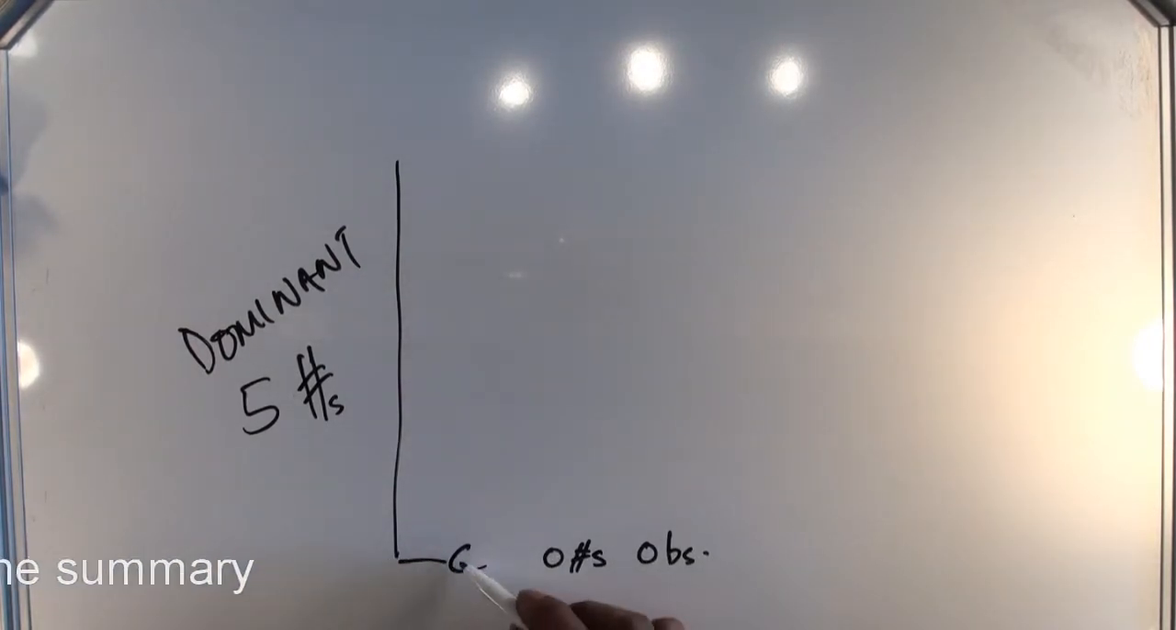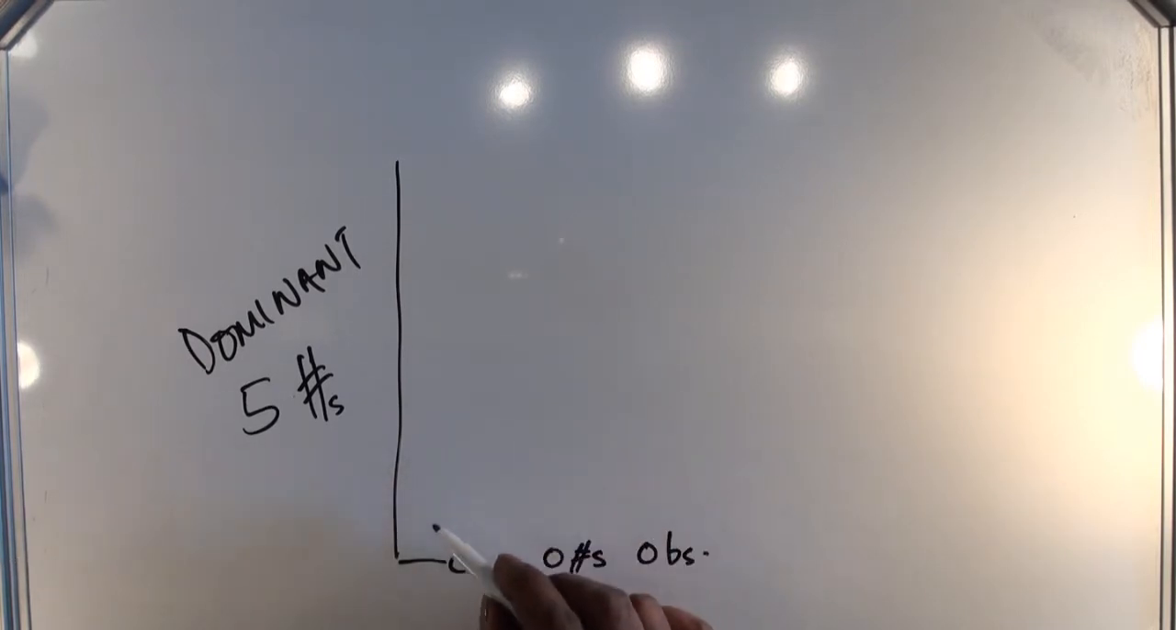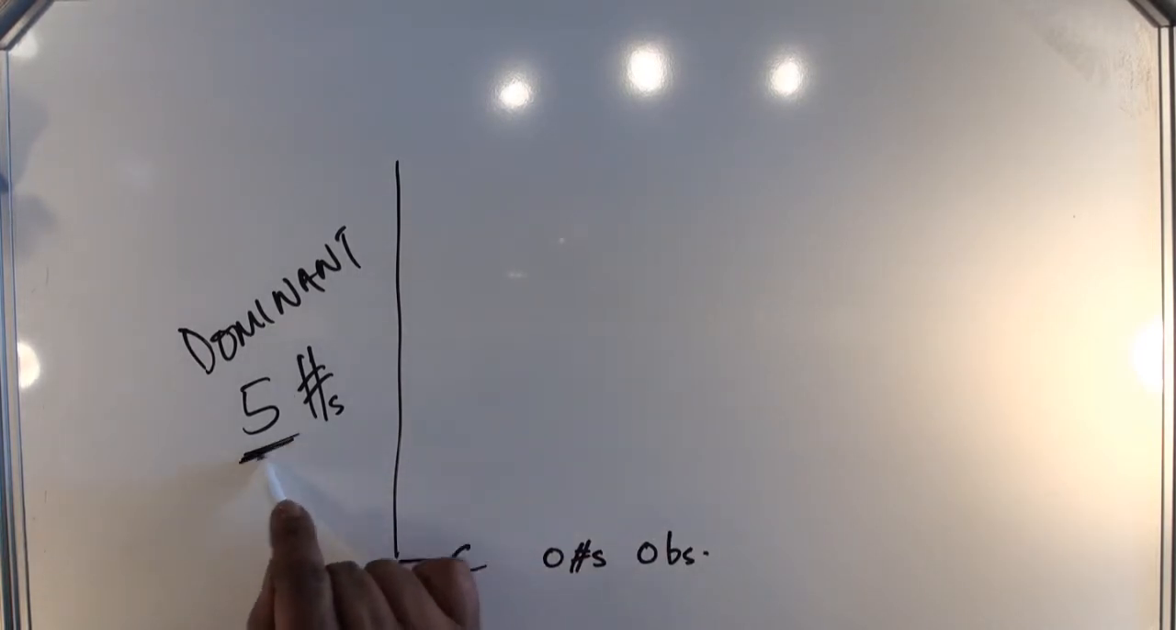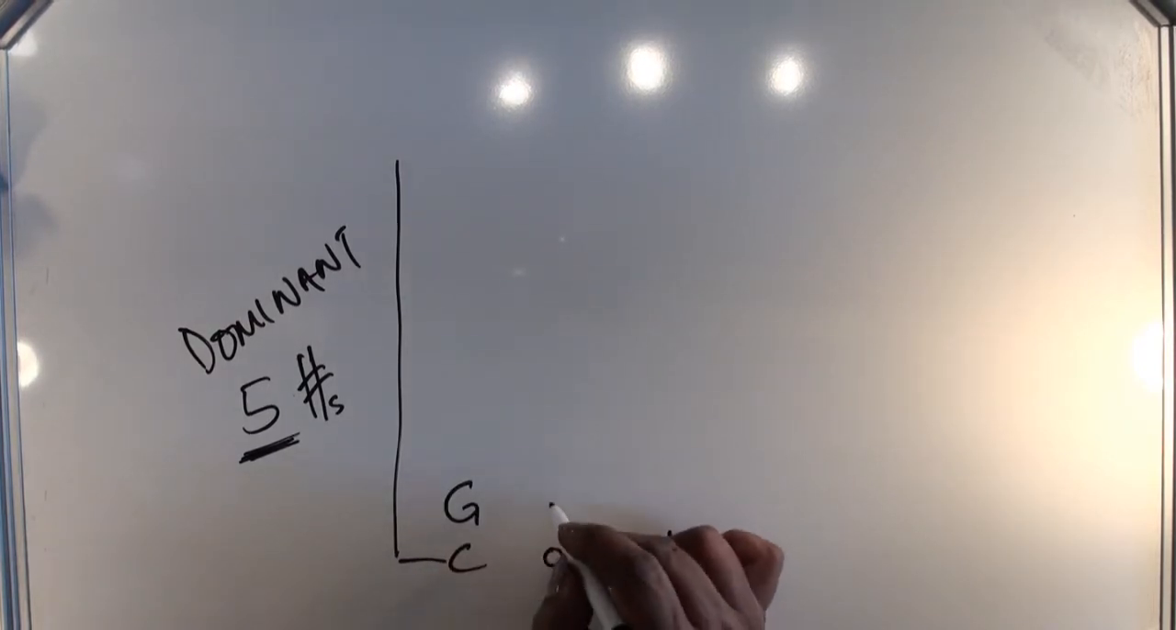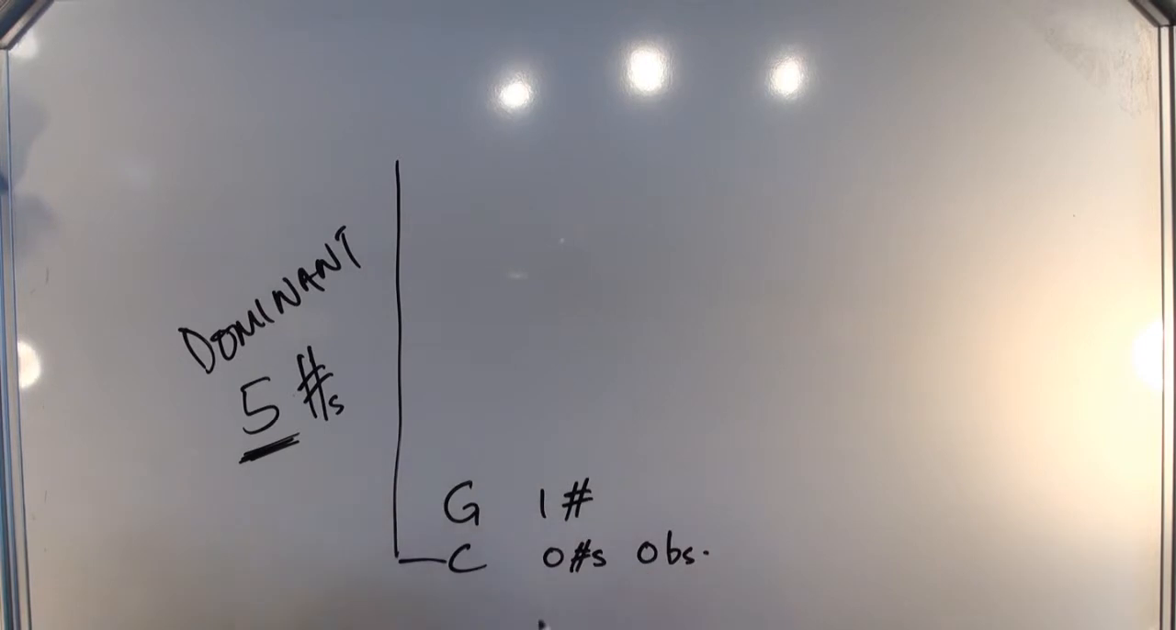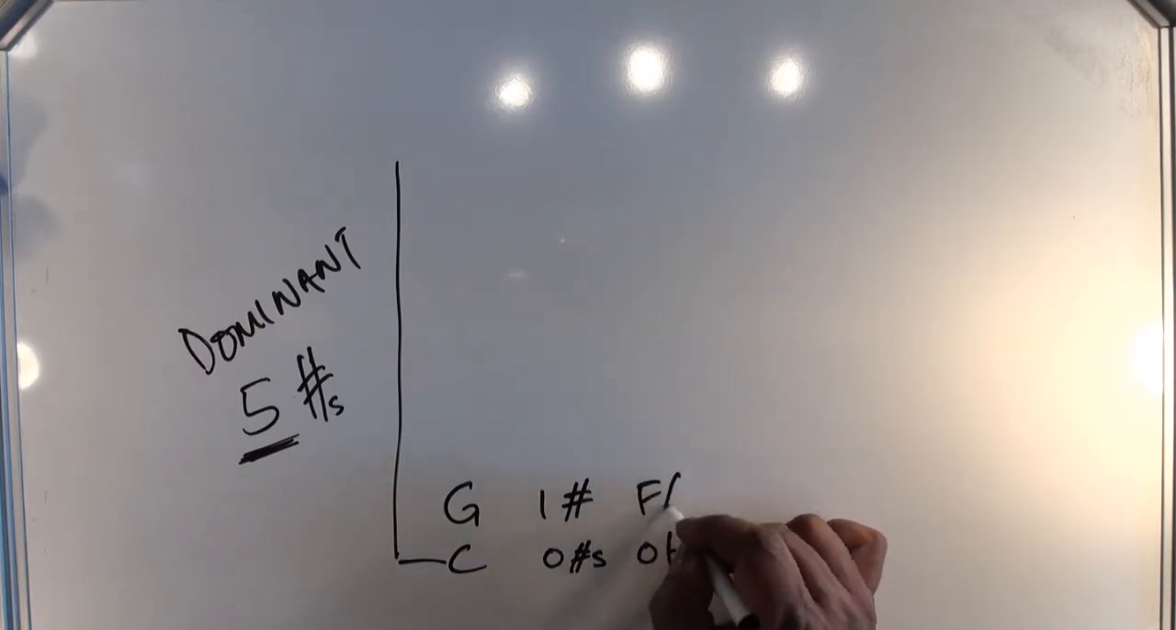Now, if I want to find the next scale, I'm going to have to use this number and count 5. So let's count from C. Include C in the count. C is 1, D is 2, E is 3, F is 4, G is 5. So G has 1 sharp, and we already know that from the previous video where we calculated the tonal structure of the scale, and we saw that G has 1 sharp, and that is F sharp.